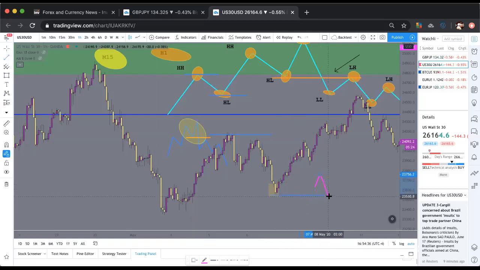We'll see the market making a downtrend, lower high, lower low. And then we would see the market break.